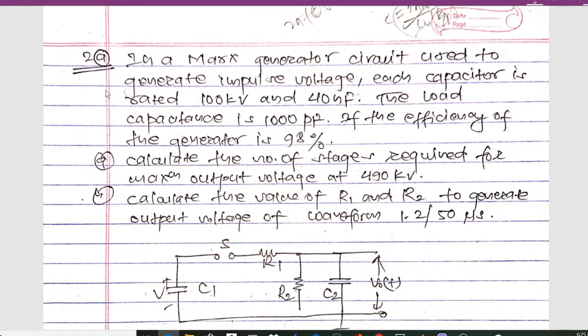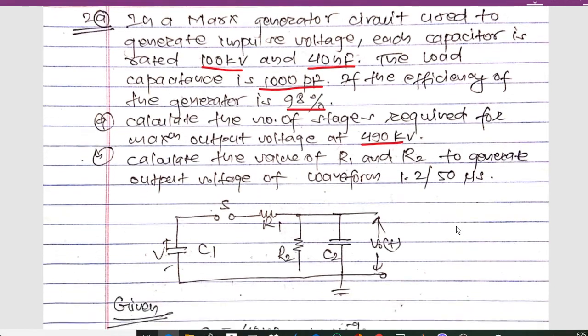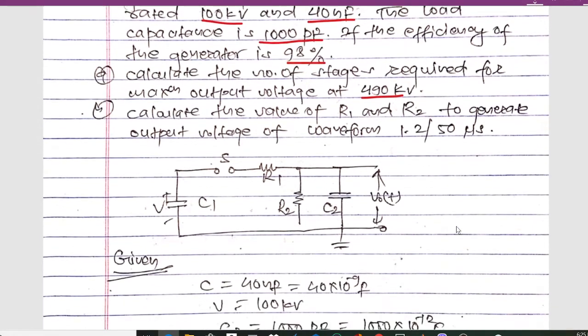And here we have the next one. In a Marx generator circuit used to generate impulse voltage, each capacitor is rated at 100 kilovolt and 40 nanofarad. The load capacitance is given as 1000 picofarad. If the efficiency of the generator is 98%, calculate the number of stages required for a maximum output voltage of 490 kilovolt, and calculate the values of R1 and R2 to generate the output voltage waveform of 1.2/50 microsecond. And this is our required circuit.